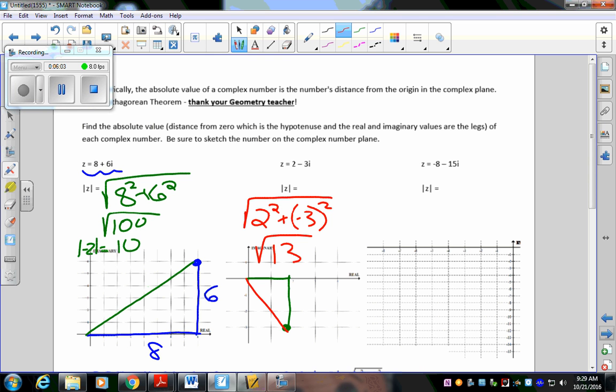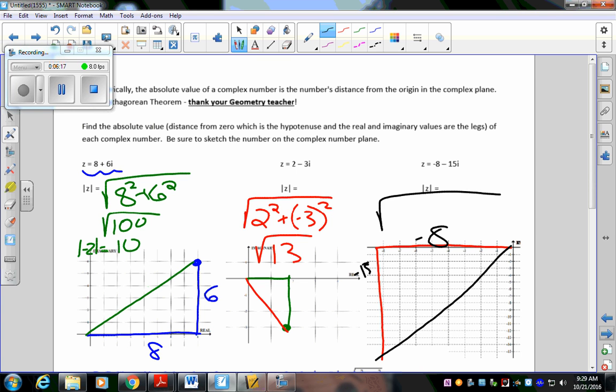Okay, and then in my last one, I have negative 8, so I'm going negative 8, down 15, which ends up down there. And then if I want to find the absolute value, the distance from the origin, I have negative 8 and negative 15, which when I square them, end up being positive anyways. So I have the square root of 64 plus 225, the square root of 289, which is 17. Okay, so that's all we are doing here.